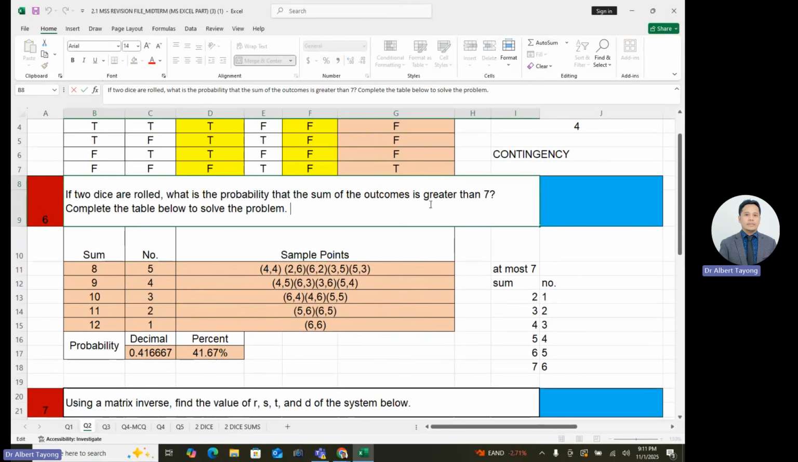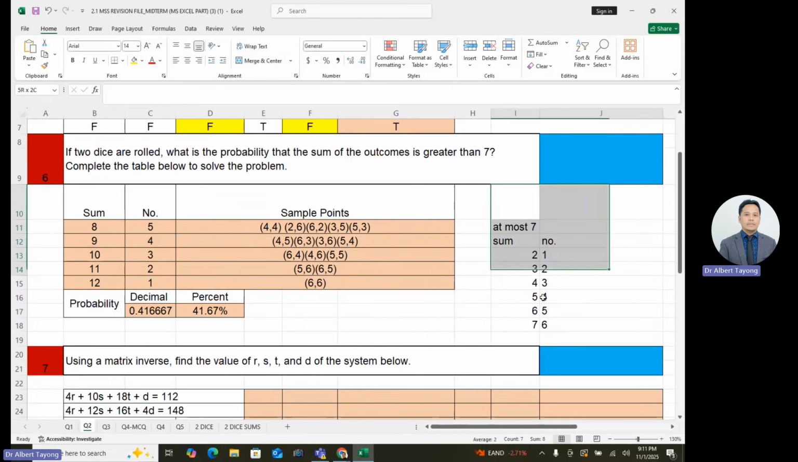So it depends on the question. If it is greater than 7, you have to follow this. If it is at most 7, for example, you have to start from 2 until 7.